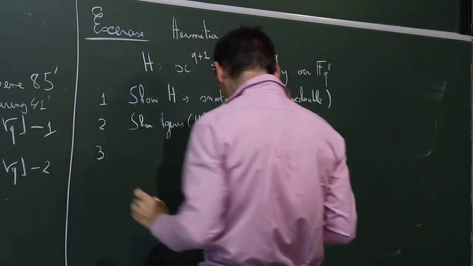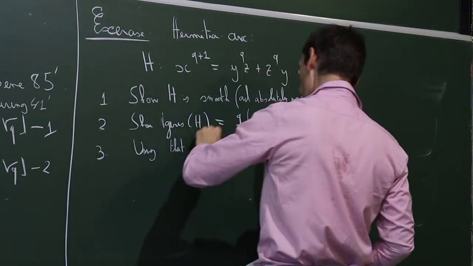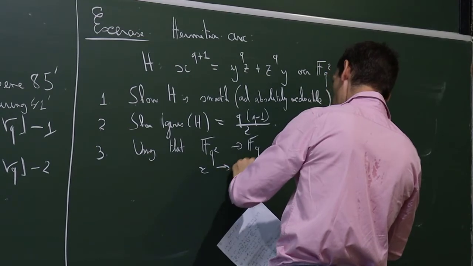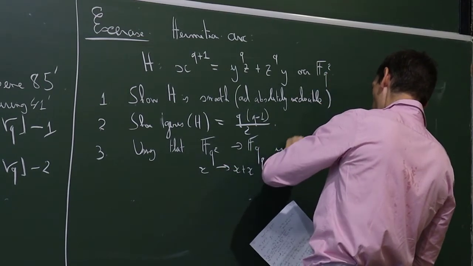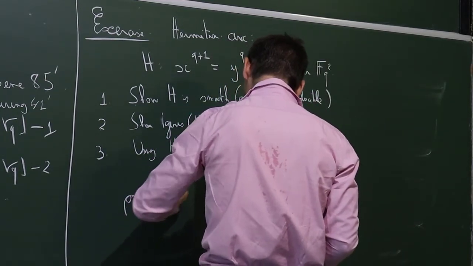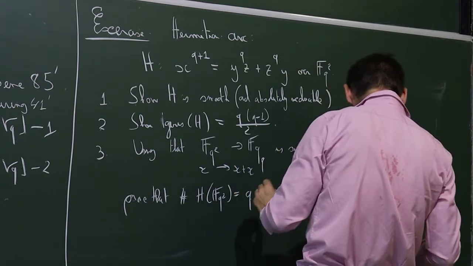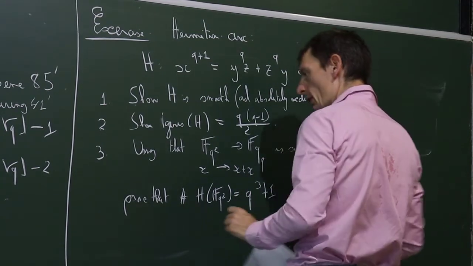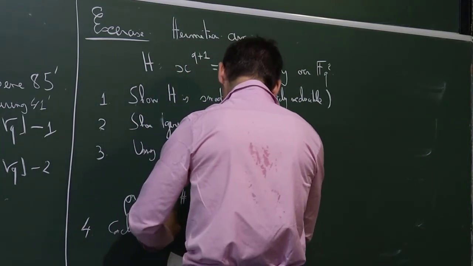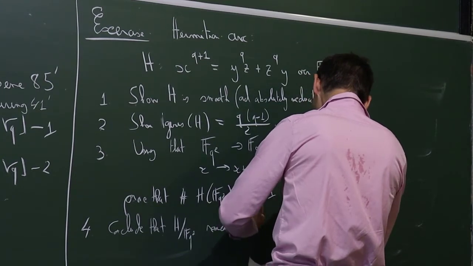And now for numbers of points, using that the function from F_{q^2} to F_q, called the trace, which maps x to x plus x^q, is surjective, prove that the number of points of H over F_{q^2} is q^3 plus 1, I think. And then, four, conclude that H over F_{q^2} meets the Hasse-Weil bound.